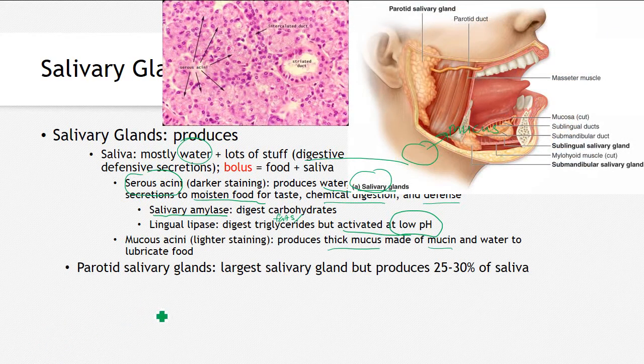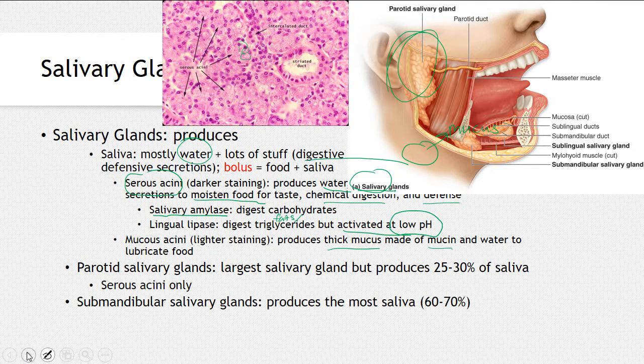The parotid salivary glands are on the lateral sides here. If you look at it under histology, you'll notice that most of these cells, if not all of them, are darker staining ones. I guess you can't really tell, but they are darker staining cells. So these are serous acini only. It produces 25 to 30% of the saliva.